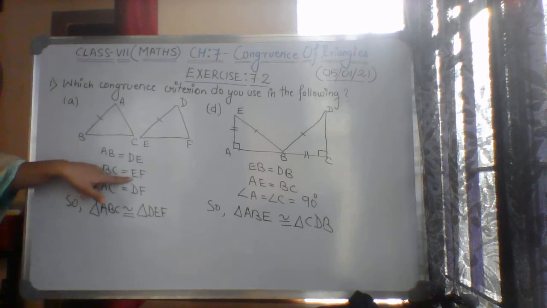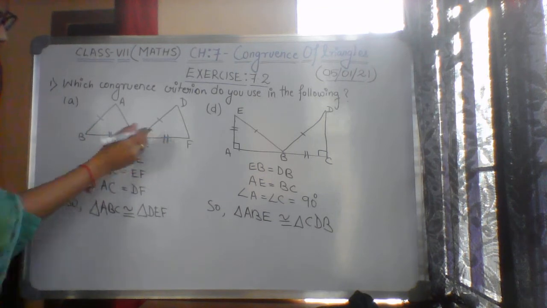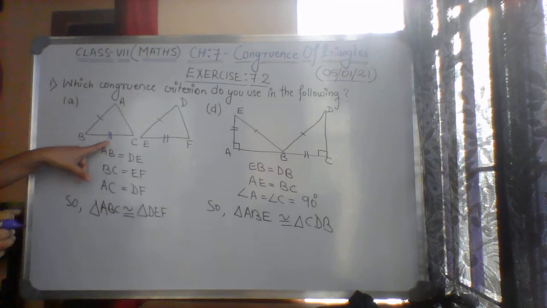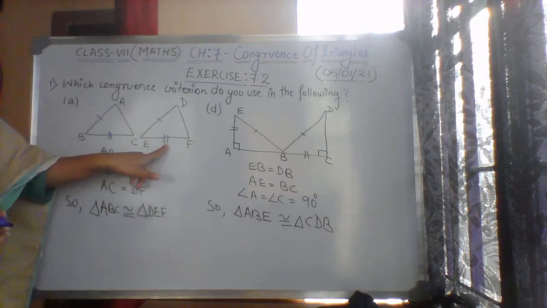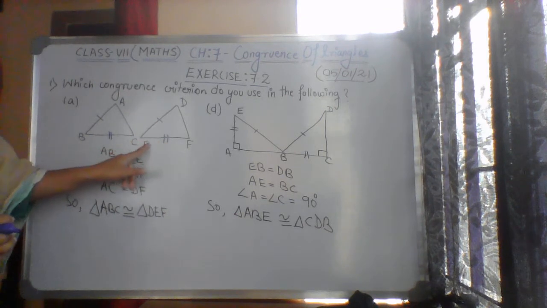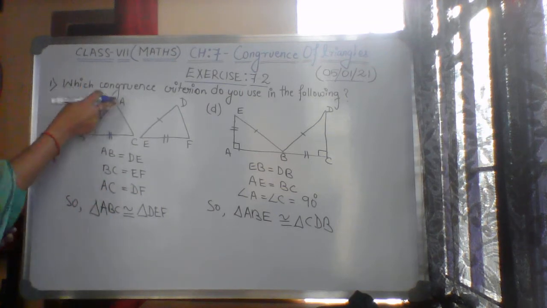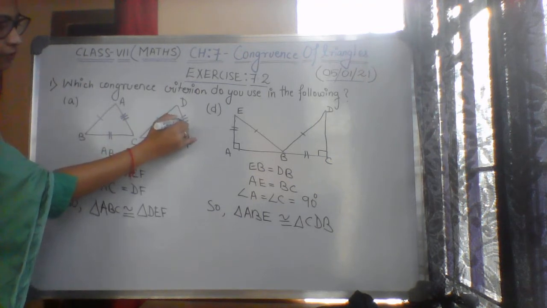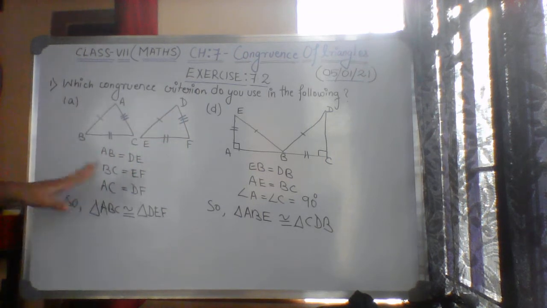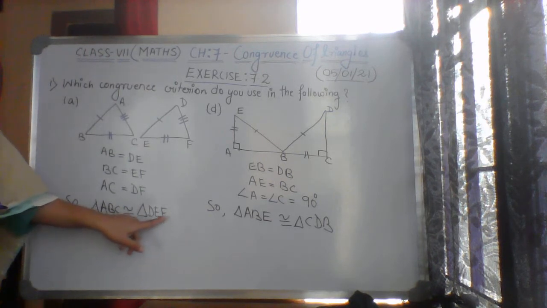Next, BC equals EF. Here also I have used the notation, the double dash, because I have to use the double dash only on the equal parts. So BC equals EF. Now next, AC equals DF. It is given in the question that triangle ABC is congruent to triangle DEF.